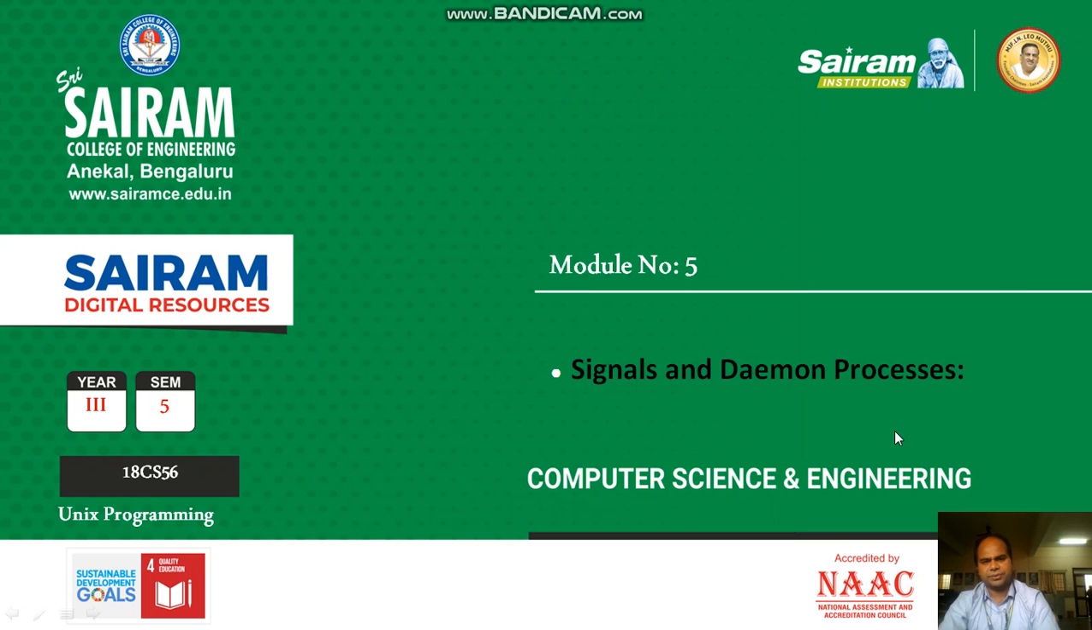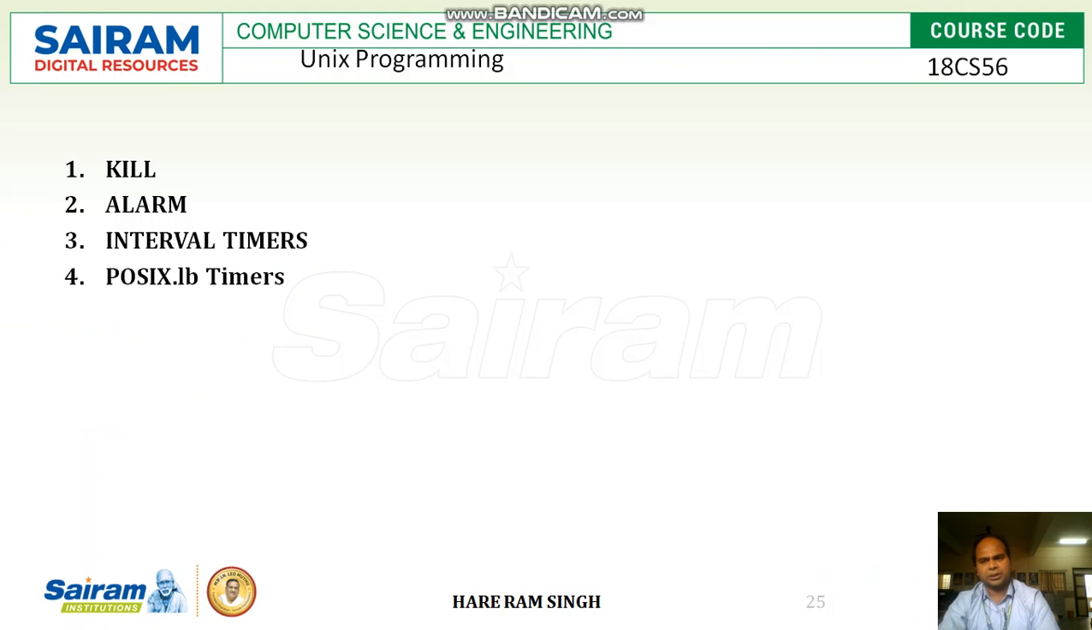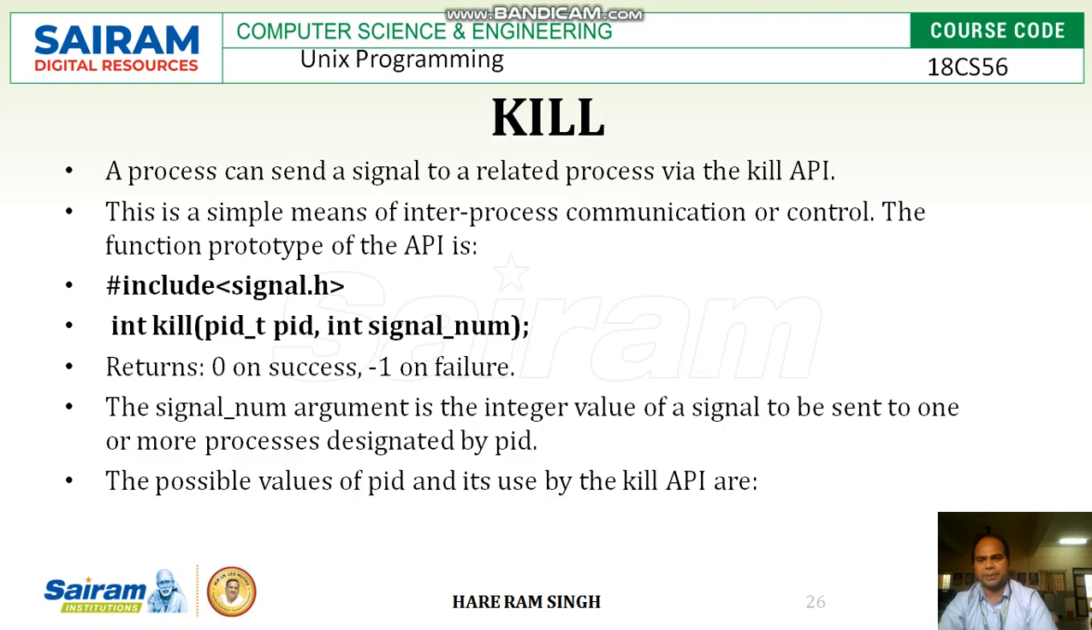Dear students, in this video we are going to study four topics: the kill API, alarm API, interval timer and POSIX.1b timers. So let us study the kill API. A process can send the kill signal to a related process via the kill API. So this signal can be sent via the kill API. This is a simple means of inter-process communication or control.